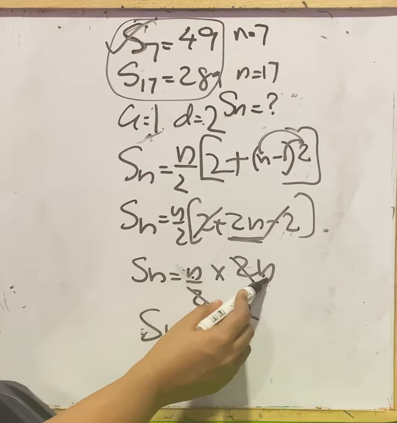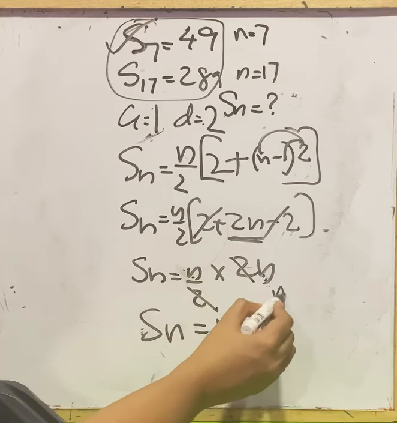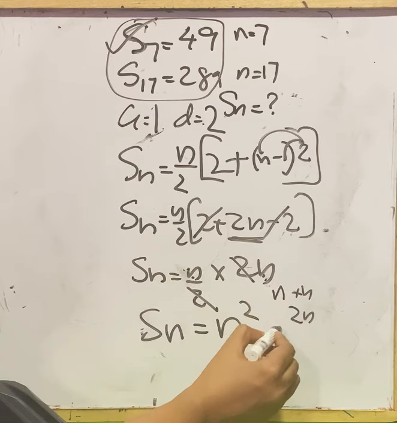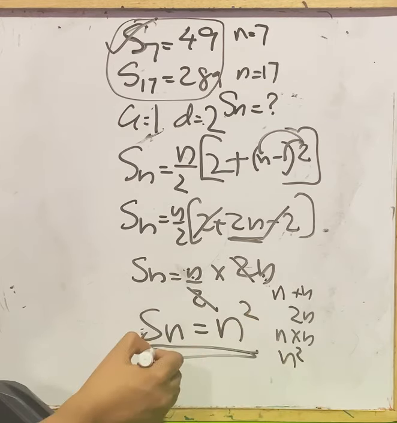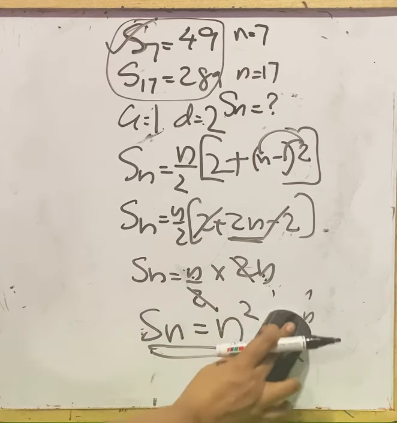Don't write n into n as 2n. N plus n is 2n. N into n is n square. So here we got Sn equal to n square.